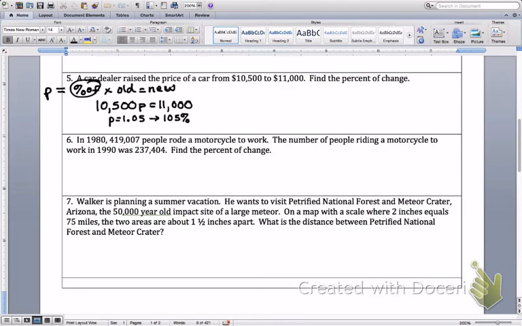However, that's not the percent increase. Remember, the percent change is the difference from 100. Difference being the key word. So how much more or less is 105 than 100? Well, it's 5% more, so it's a 5% increase.